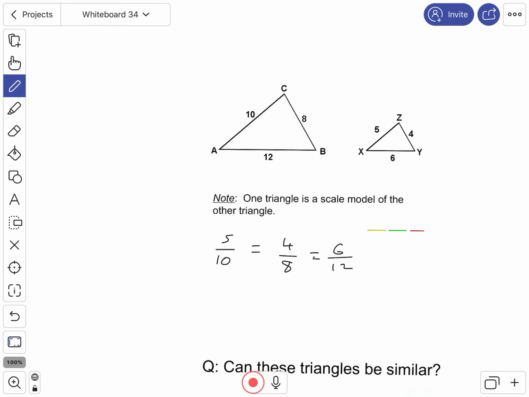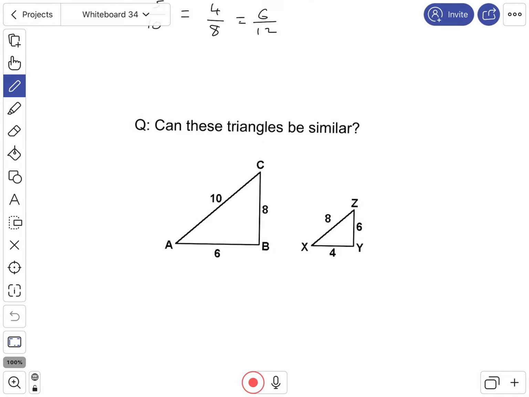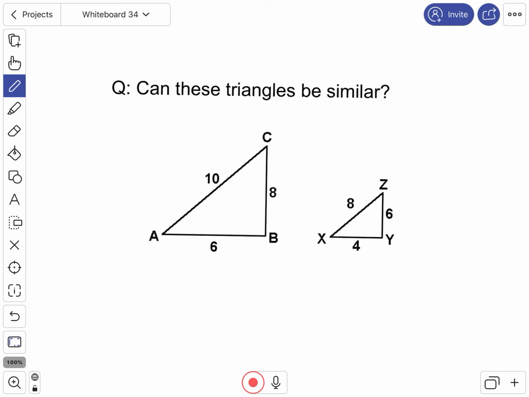So if we look at our first question here, can these triangles be similar? If I'm looking to check and see if triangles are similar, I'm either going to need to prove the angles or I'm going to need to prove using the ratio of the sides. I'm going to prove using the ratio of the sides because I don't know enough about the angles. And because I don't know if the triangles are in the right order, I'm going to put largest with largest, smallest with smallest, and then middle with middle.